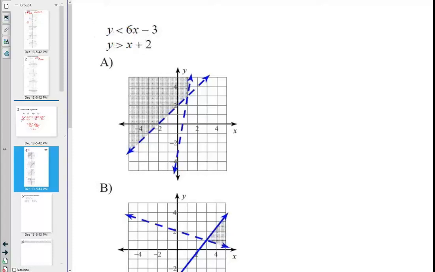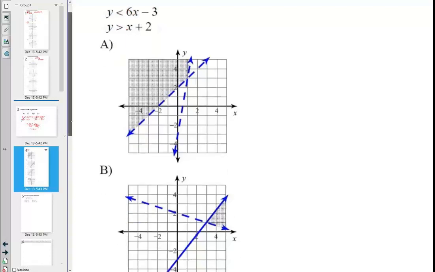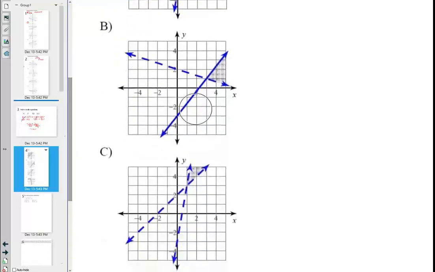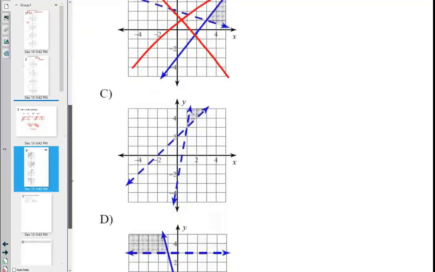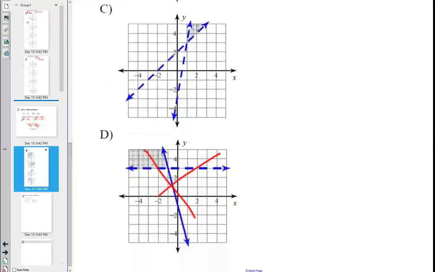Okay, so before I get into shading, let's make sure the boundaries are correct. Neither of these inequality signs has an or equal to, so all the boundaries have to be broken. This has a solid line, so it can't be B. This has a solid line, so it can't be B. So I'm down to either C or A.